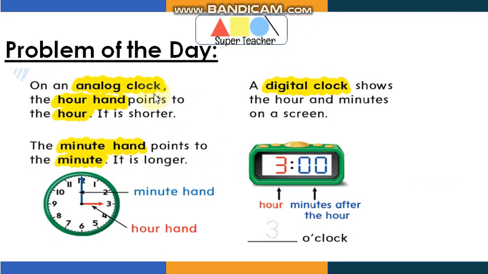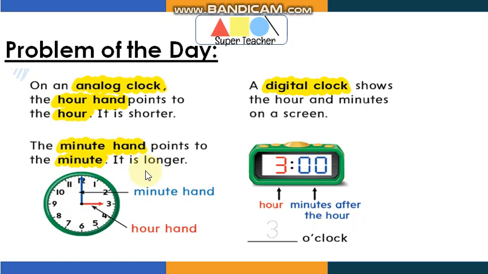So everyone, I want you to listen carefully. Okay, sit properly and listen, please. So everyone, we call this an analog clock. On an analog clock, the hour hand points to the hour. This is the hour hand, okay? It's shorter. While the minute hand, this is the minute hand, points to the minute, and it's longer.